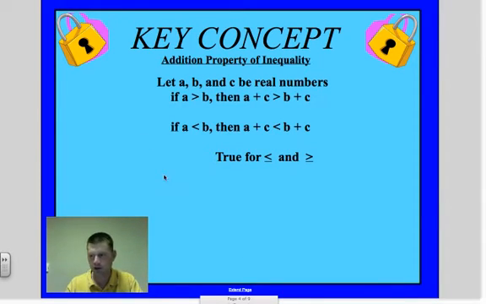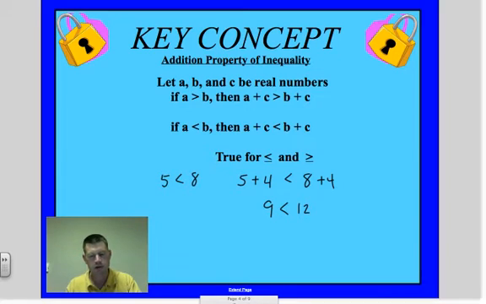So for an example, if we were to say 5 is less than 8, that's true. If we add, let's say, 4 to both sides, we get 9 is less than 12. So it's still the same thing. It's still a true statement. So as long as we do it to both sides, nothing changes in the inequalities.